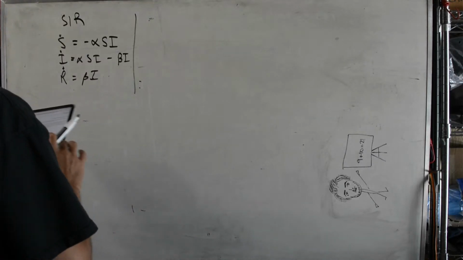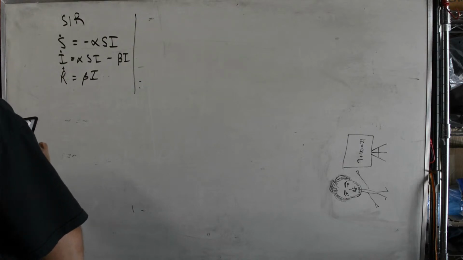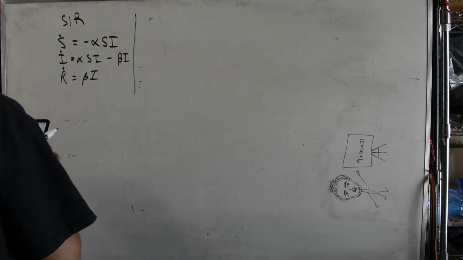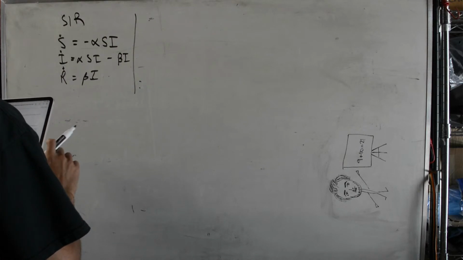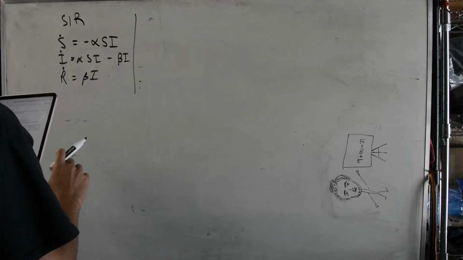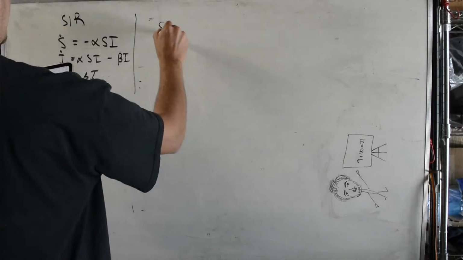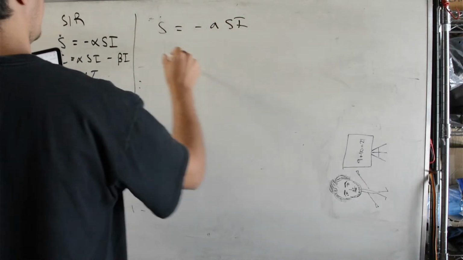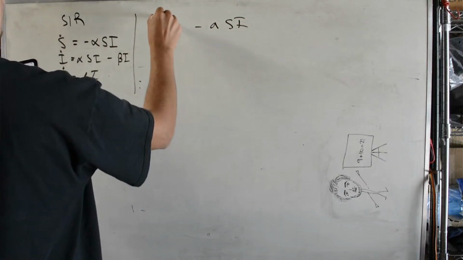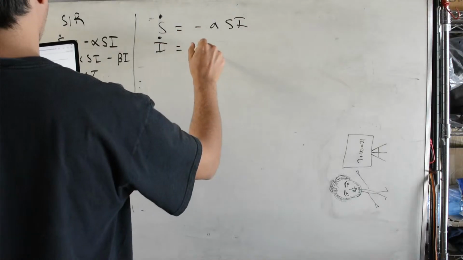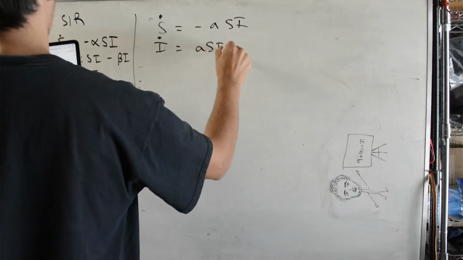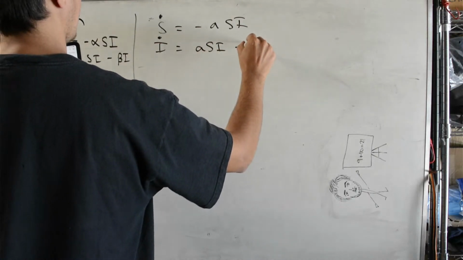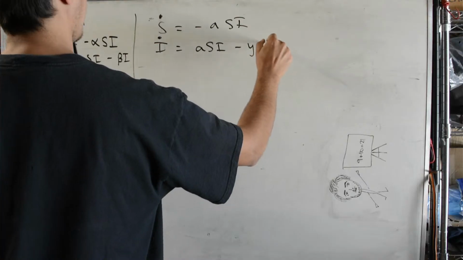All right, so what they say is we can model the spread of zombies and amoeba, assuming infected become recovered who do not infect susceptibles. Wait, this is a weird system. So we get S dot is equal to minus A S I. Then we get I dot is equal to A S I minus Y S.